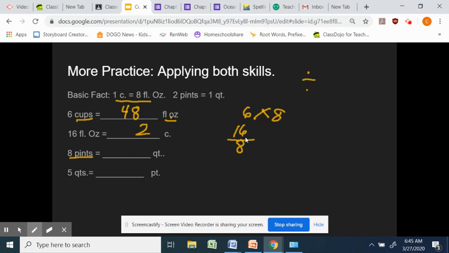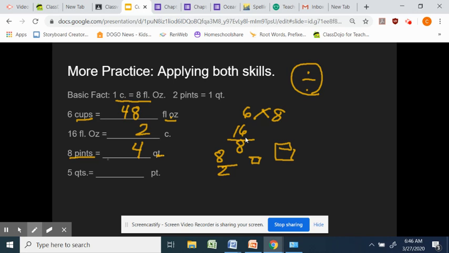Okay, here's the next one. 8 pints into quarts. I know that a pint is smaller than a quart, so I'm going to divide. 8 divided by 2 is 4. So 4 times 2 is 8.